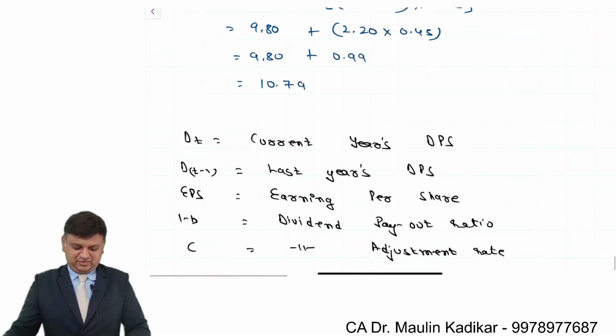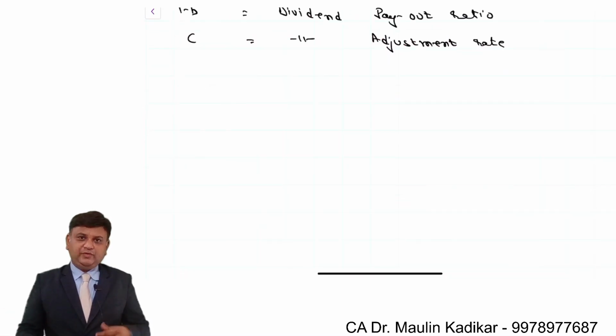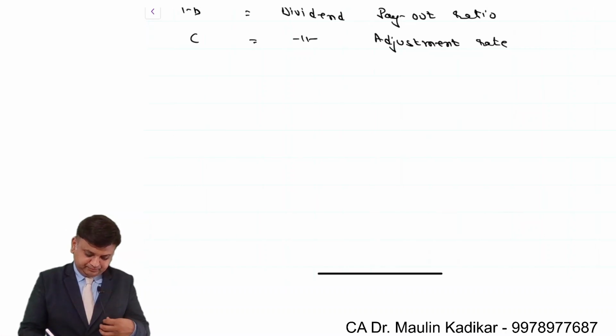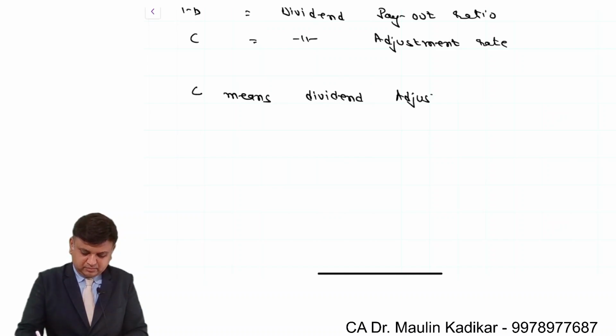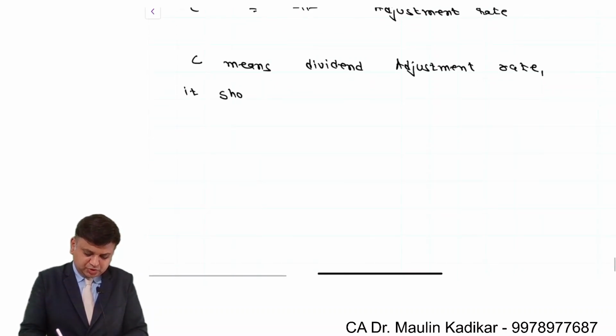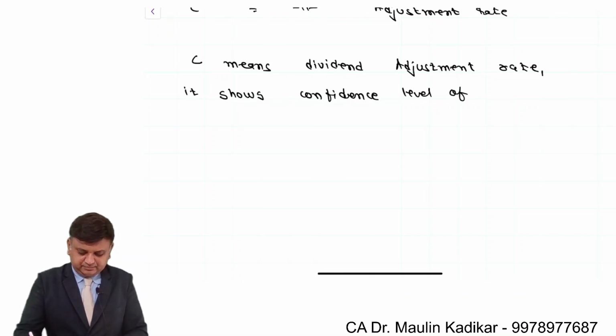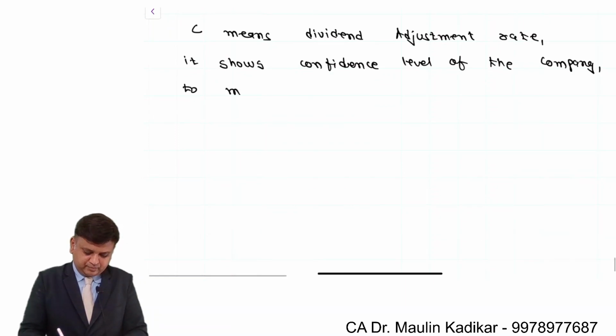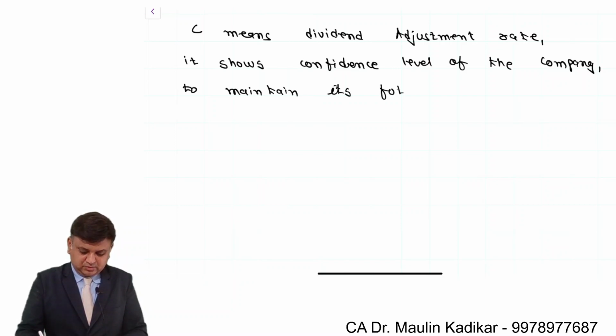That is the way the answer is required to be found. So we understand like this: C means dividend adjustment rate, it shows the confidence level of the company to maintain its future earning.